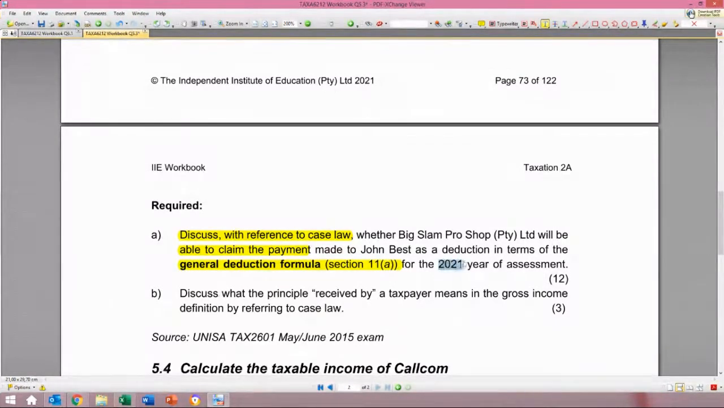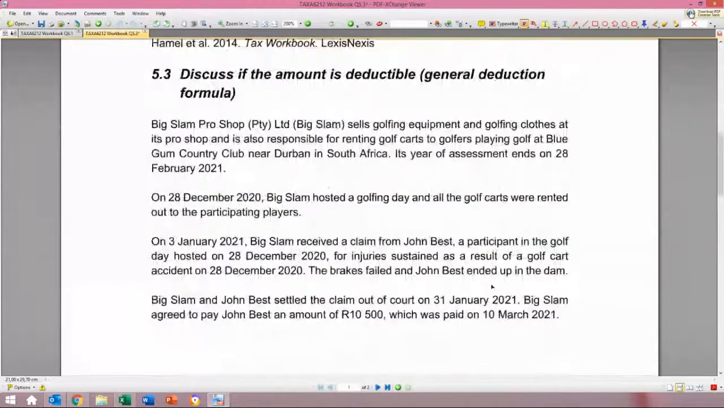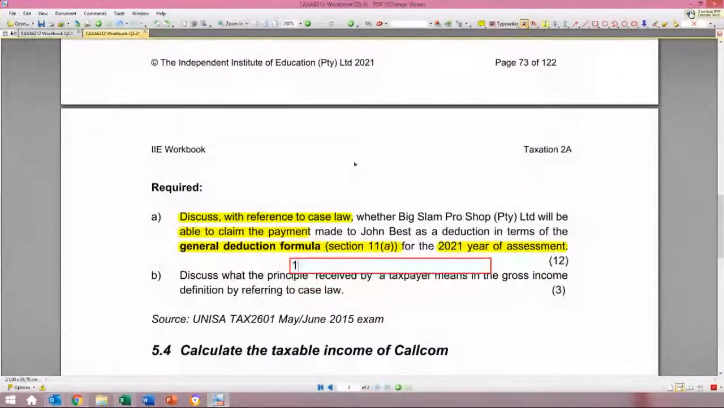And then they give you the year of assessment. In this case, it is 2021. So when we talk about the year of assessment for 2021, let's quickly see what the year end is. The year end is 28 February. That would mean the year is 1 March 2020 up to 28 February 2021. So that is your tax period.